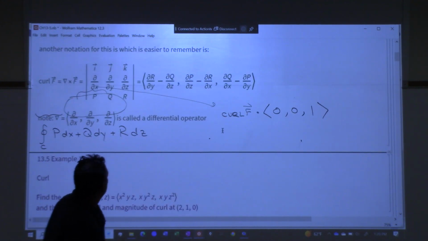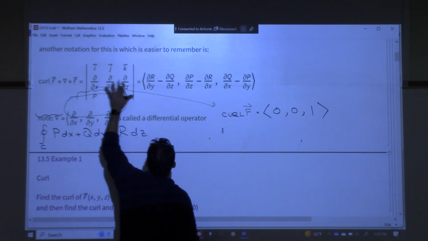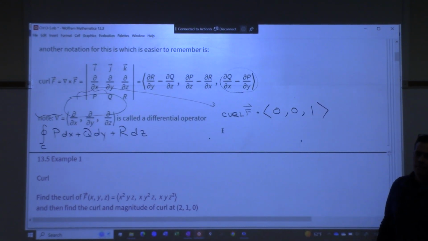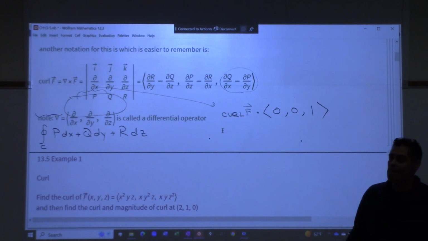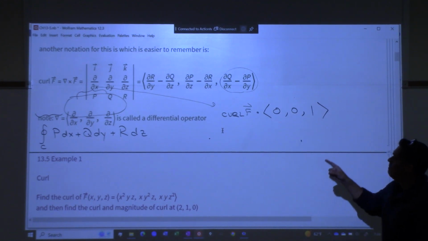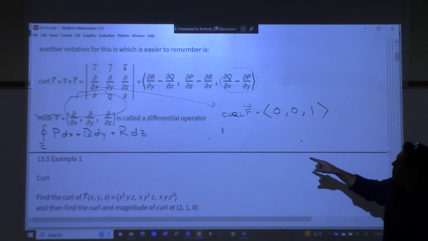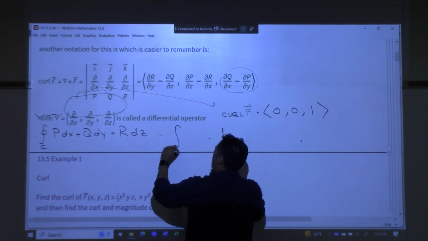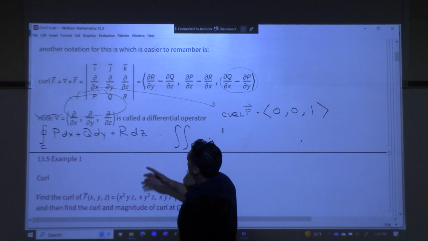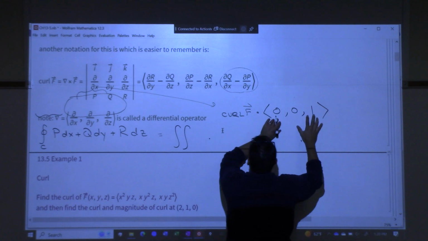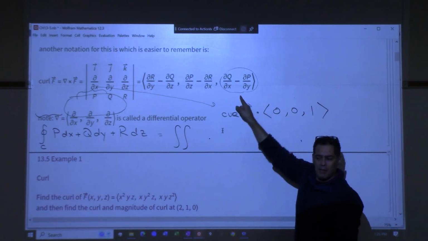Here is curl, the definition of curl right here. Look at the z component, right? That was the test for conservative, for two-dimensional vector fields, right? But what we're saying here is that this line integral is equal to the double integral of this vector dotted with this vector, which just leaves you with this, right?